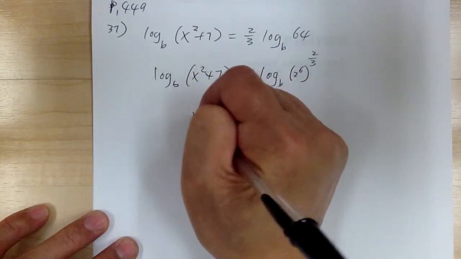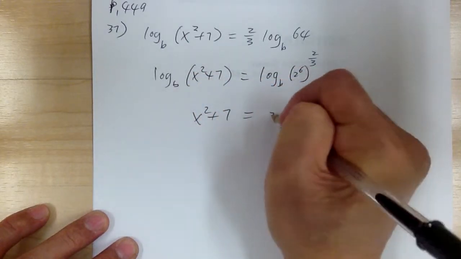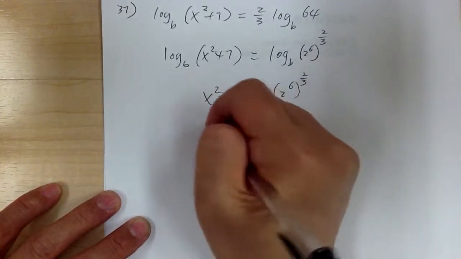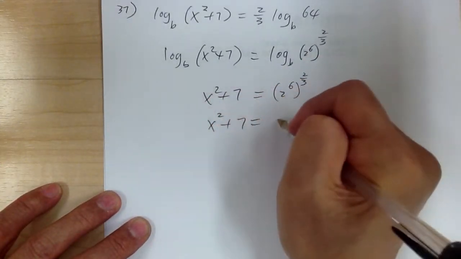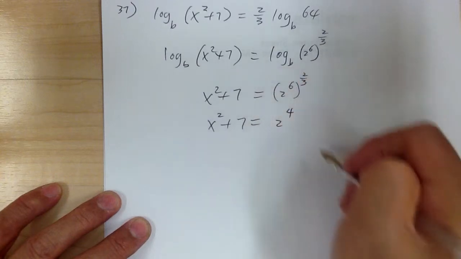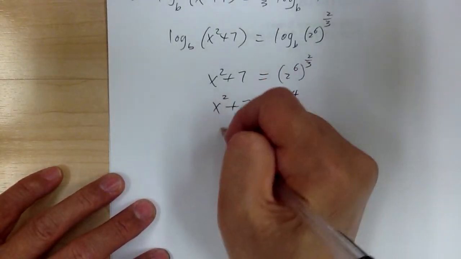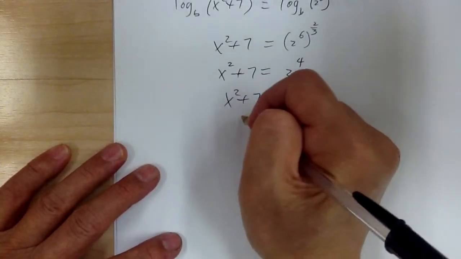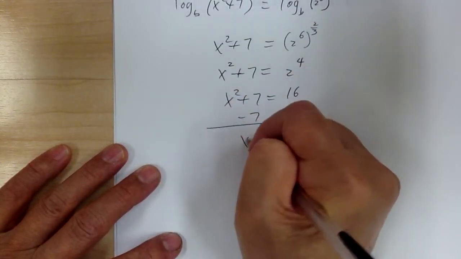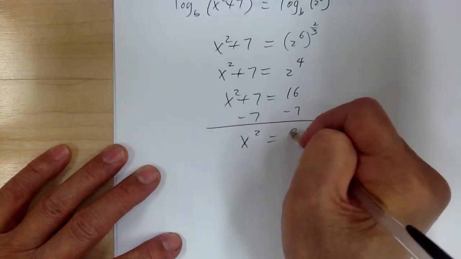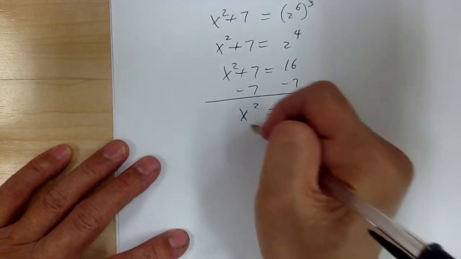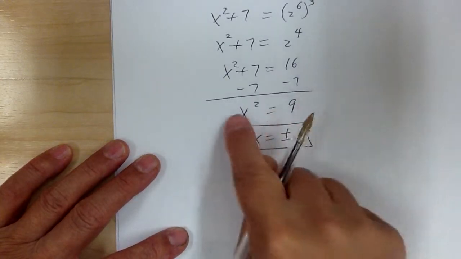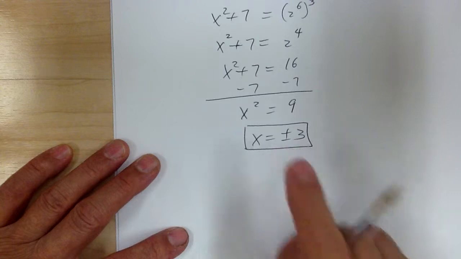So they are matched now. So you've got x squared plus 7 equal to 2 to the 6th to the 2/3 power. So I'm going to evaluate these. This becomes 2 to the 4th power. So x squared plus 7 equal to 16. And then from here, minus 7 on each side. So you've got x squared equal to 9. And you take the square root, so x equal to plus or minus 3. So remember, when you take the square root, you need to get plus or minus, right?